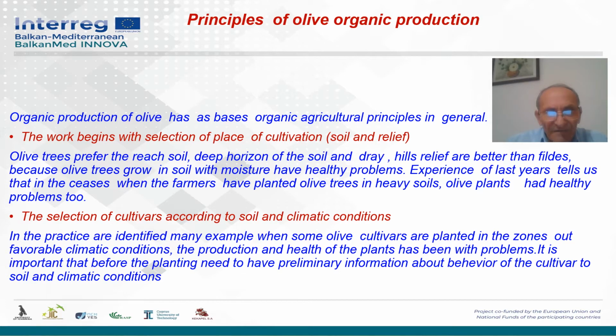The selection of cultivars according to soil and climatic conditions. In practice, many examples are identified when some olive cultivars are planted in zones outside favorable climatic conditions, and the production and health of the plants has had problems. It is important that before planting we have preliminary information about the behavior of cultivars in the main soil and climatic conditions. We need to know before.